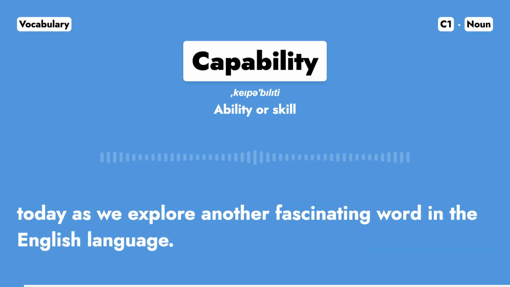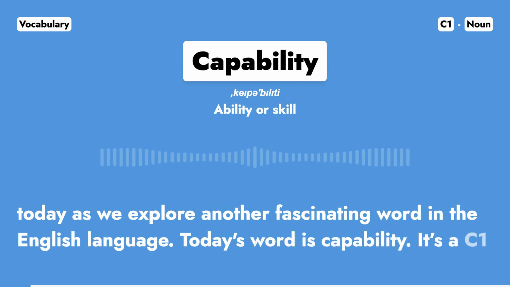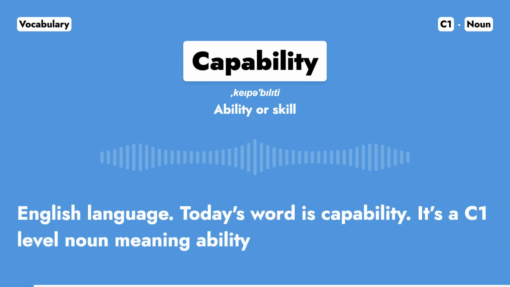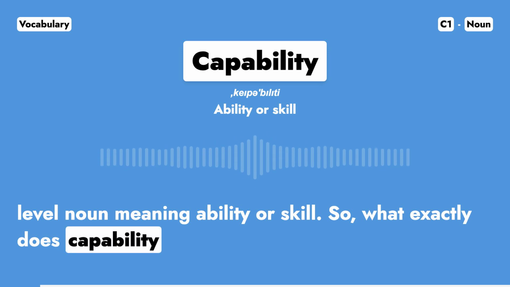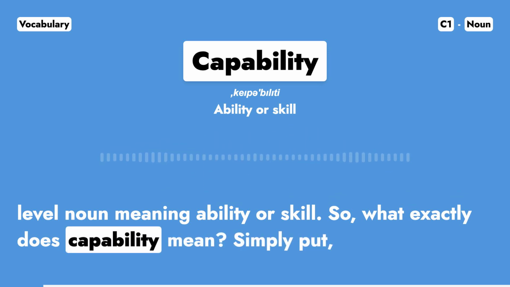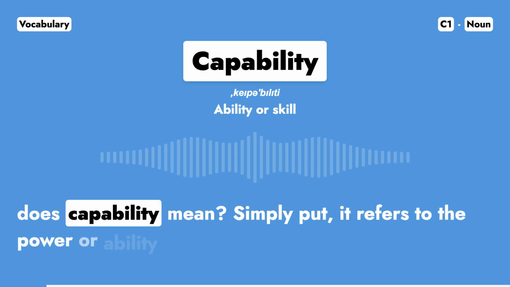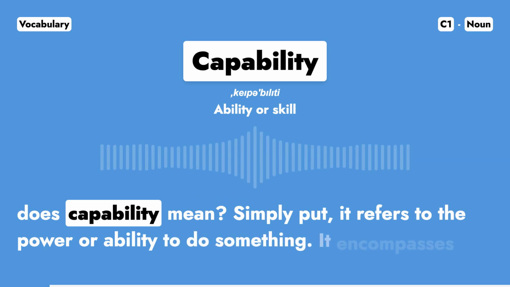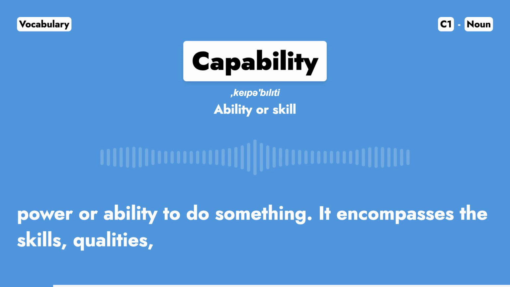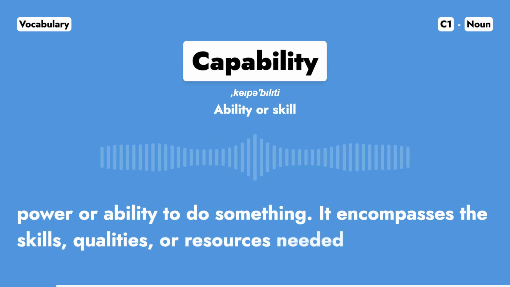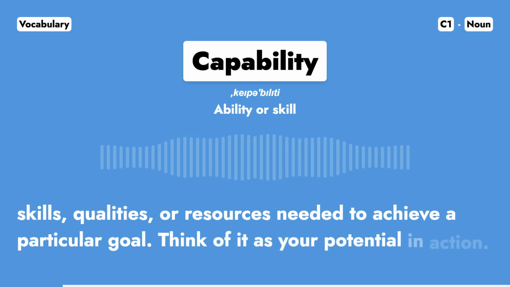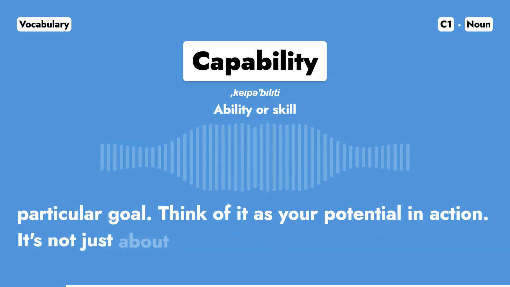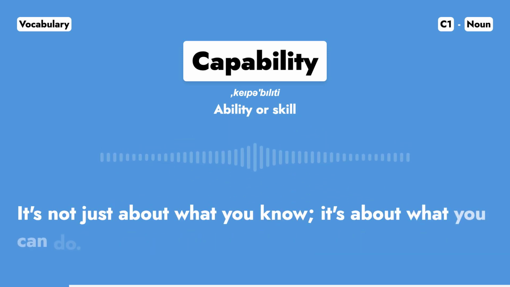Today's word is capability. It's a C1 level noun meaning ability or skill. So, what exactly does capability mean? Simply put, it refers to the power or ability to do something. It encompasses the skills, qualities, or resources needed to achieve a particular goal. Think of it as your potential in action. It's not just about what you know, it's about what you can do.